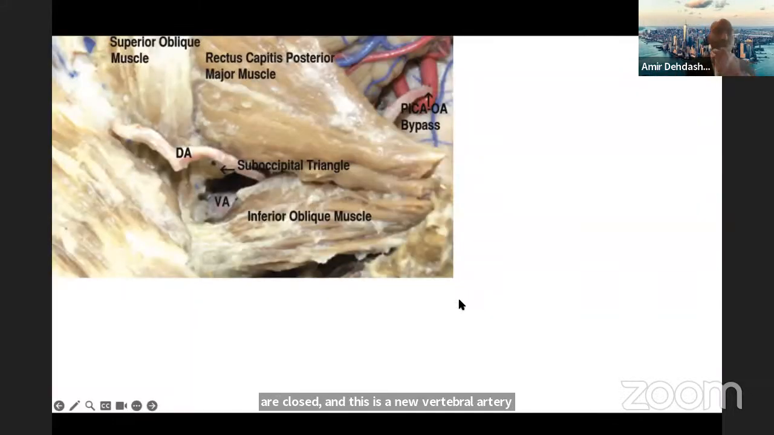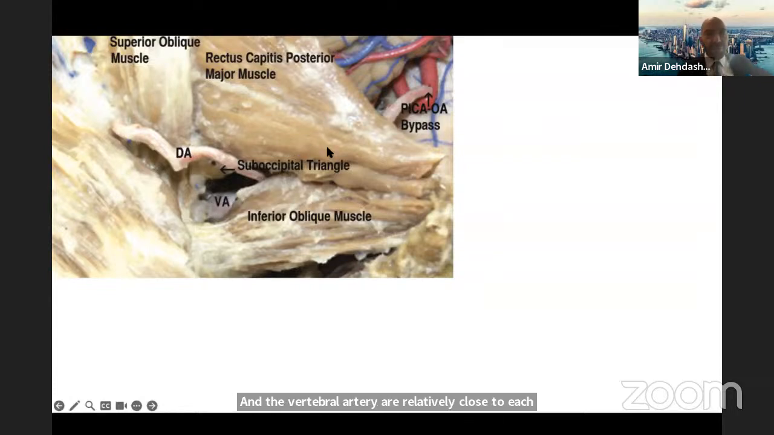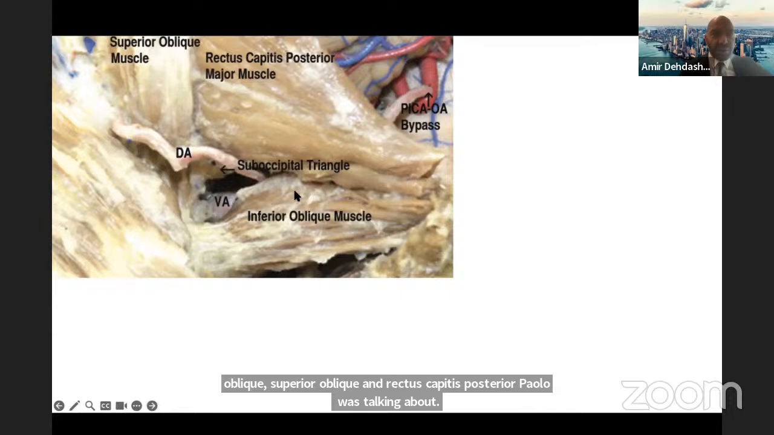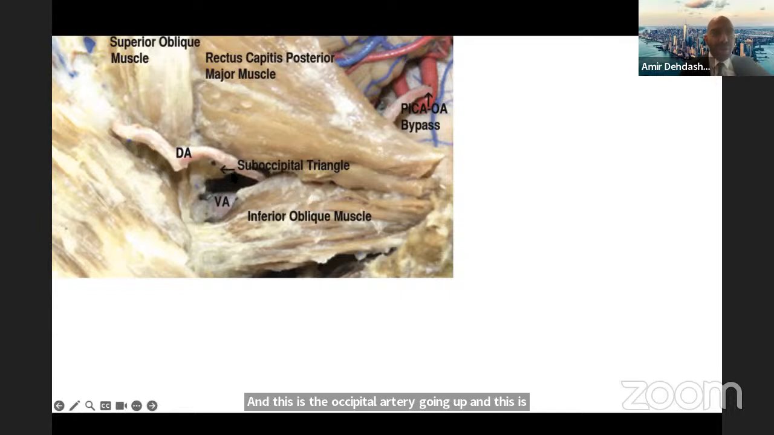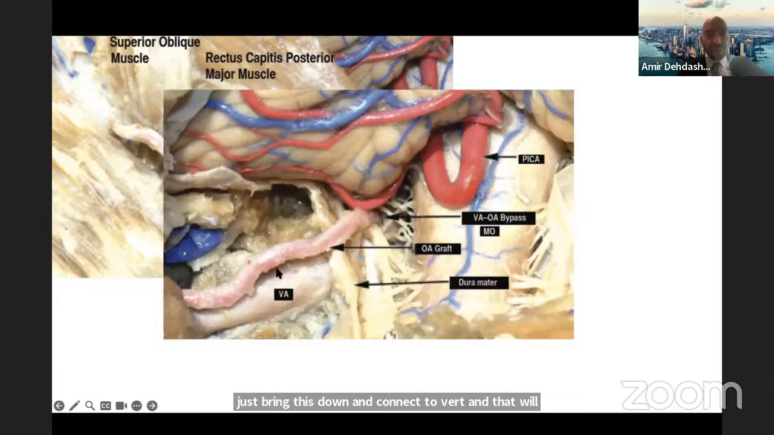Now, I talked about the occipital artery, and I want to show you these pictures. You see how the occipital artery and the vertebral artery are relatively close to each other. That's the suboccipital triangle with the inferior oblique, superior oblique, and rectus capitis posterior major that Paolo was talking about. This is the occipital artery going up, and this is the vert. Look how close they are to each other. So in an ideal situation, you would say, just bring this down and connect to the vert. Look how the occipital artery and vert could be close to each other in this picture.